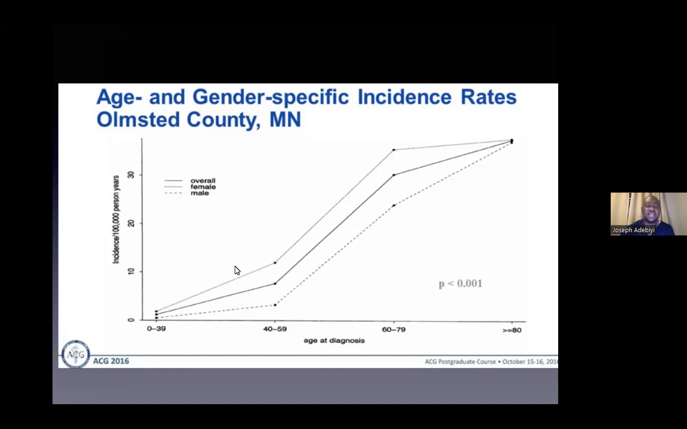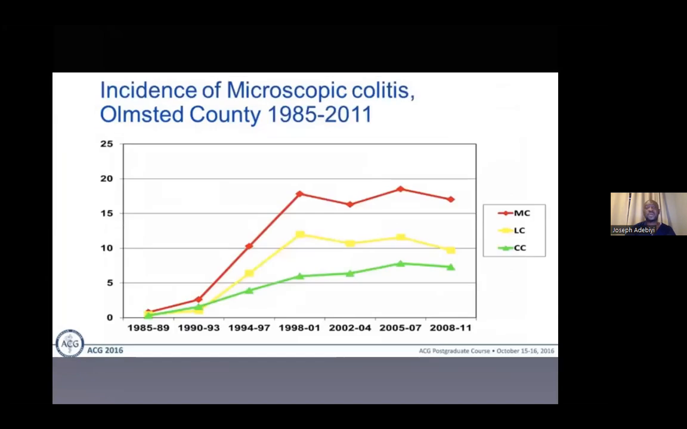You can see clearly that before the age of 40 to 50, the numbers are quite low, less than 10. But when you progress to the older age, between 60 and 70 years of age, there's a significant increase in the numbers in the older patients. And if you compare the two genders, female and male, there are clearly significantly higher numbers of female patients presenting with microscopic colitis.